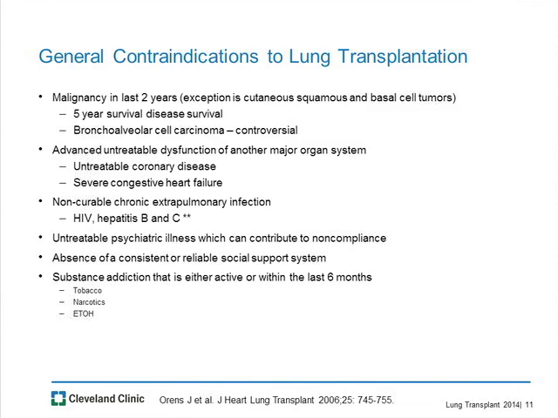If patients have an advanced untreatable dysfunction of another major organ system, such as untreatable coronary disease that cannot be bypassed or stented, they would not be a candidate for transplant. Severe congestive heart failure with an EF less than 30% is a contraindication as well, unless heart-lung transplant is being considered. Non-curable chronic extrapulmonary infections such as HIV, hepatitis B, and hepatitis C have been cited in the 1998 consensus guidelines as well as the 2006 guidelines, but this is being challenged.